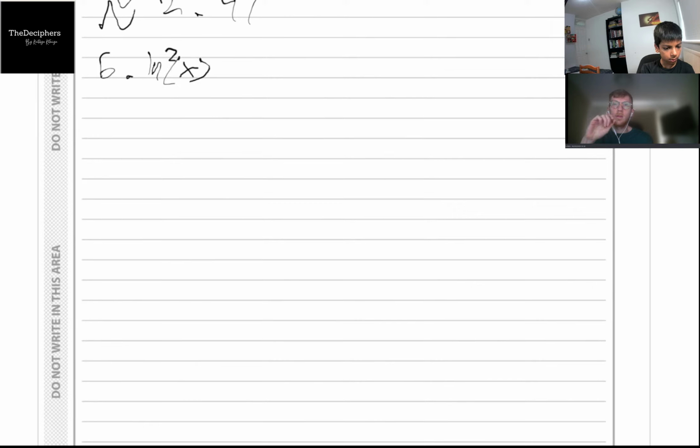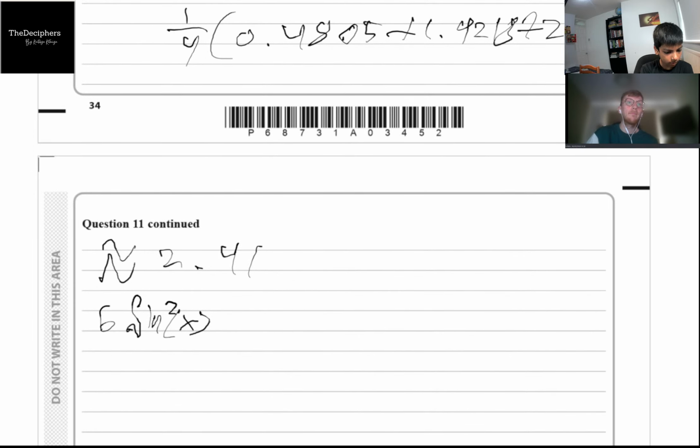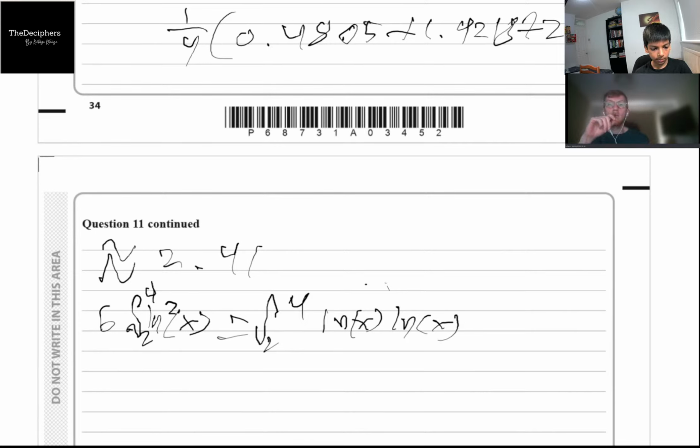ln squared of. So now we want to find the integral from 2 to 4. Brilliant. That is the integral from 2 to 4 of ln x times ln x.